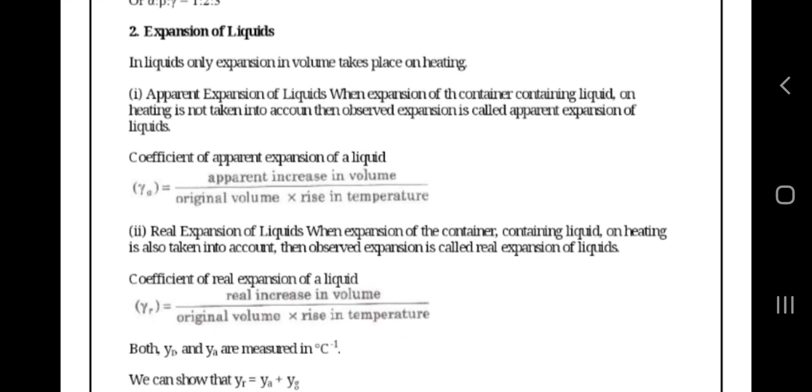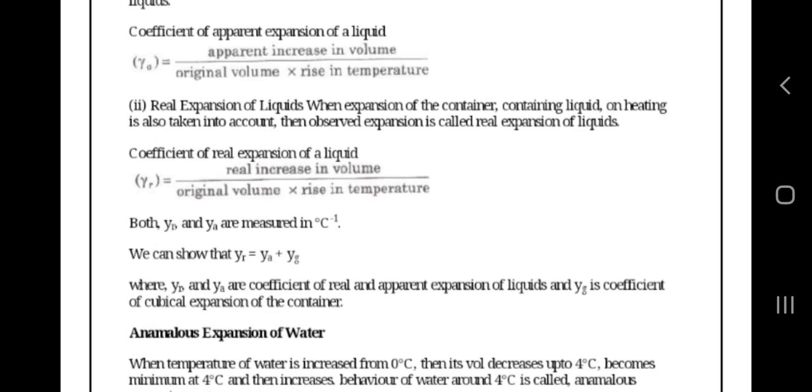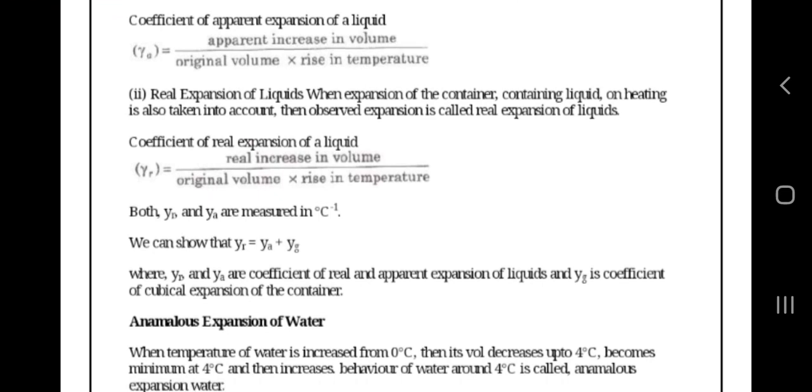Expansion of liquids. In liquids, only expansion in volume takes place on heating. The apparent coefficient γ is the apparent increase in volume divided by the original volume times the rise in temperature. The real expansion of a liquid is when the expansion of the container holding the liquid on heating is also taken into account: the real increase in volume divided by the original volume times the rise in temperature.